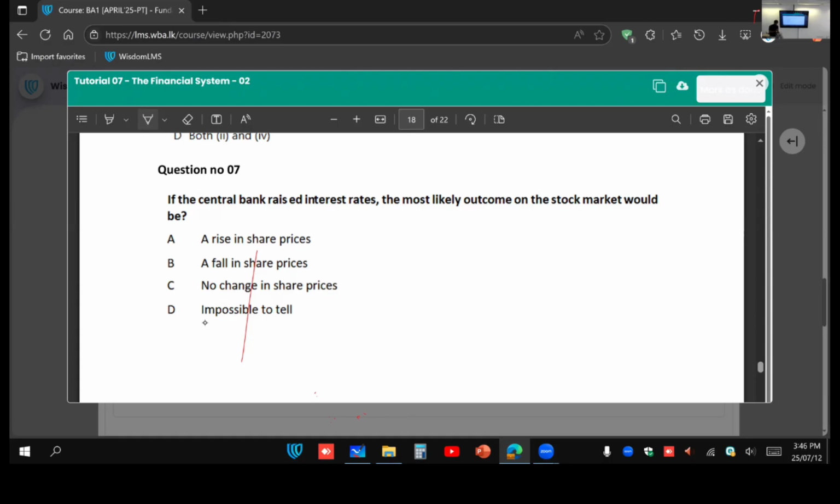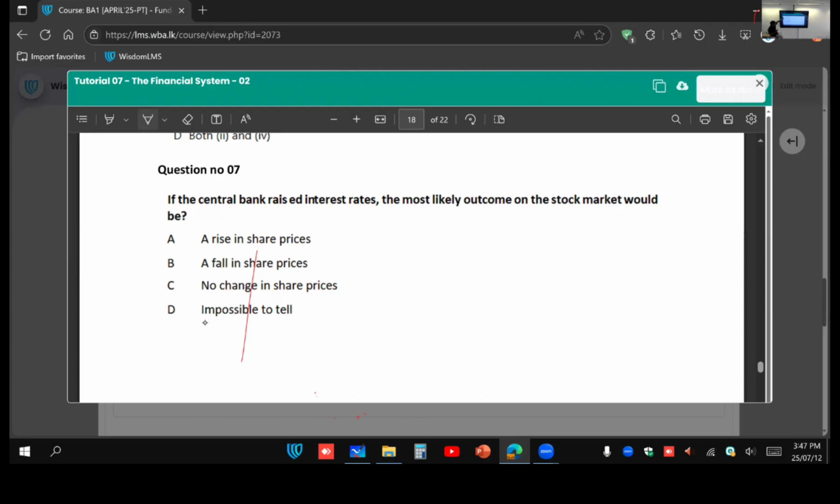What's the answer here? Yes, the other way around, right? If the central bank raised the interest rates, most likely outcome, so what will happen? Increase in interest rates will increase the borrowing cost, right? So borrowing cost will increase, which will affect profits. As a result, fall in share prices. If you need, you can write down: increase in interest rates will lead to borrowing cost being increased, which will affect profits. As a result, share price will go down.